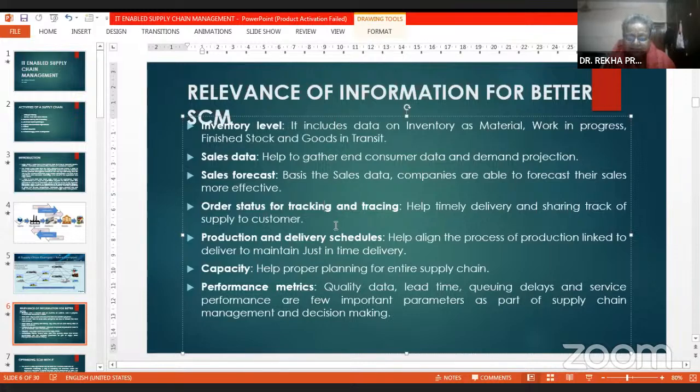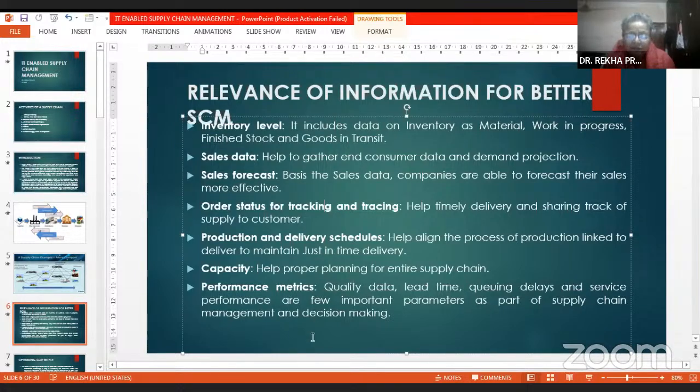Then what is the capacity? Because this will help you in proper planning for the entire supply chain. Suppose even if the demand is too much, if you don't have the capacity, you can utilize your full capacity to whatever fraction of the demand you can fulfill.